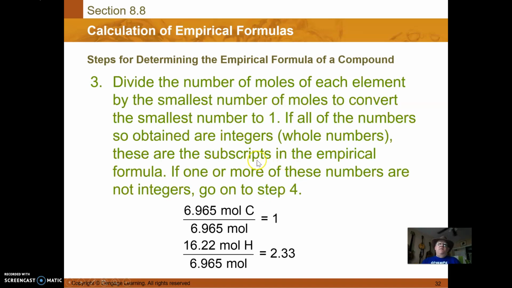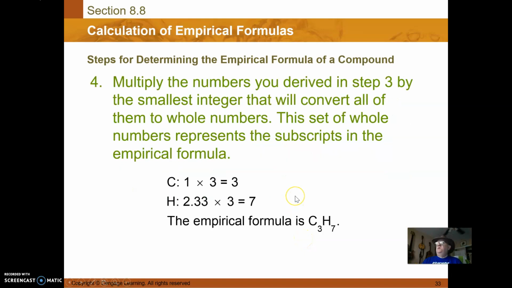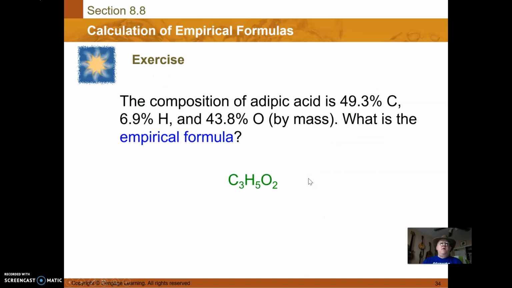That's the step, and then we're going for ratios, right? 2.33 doesn't work. So what do you have to do? You have to multiply them both by 2. That gives you 2 times 2.33 is 4.66. That's not close either, right? So remember this, we did it on the board quite a few times. So you multiply both by 3. 3 times 1 is 3. 3 times 2.33 is 6.99. And you are good to go. 6.99 rounds off to 7. So you're 3 and 7. That's your empirical formula of that compound.